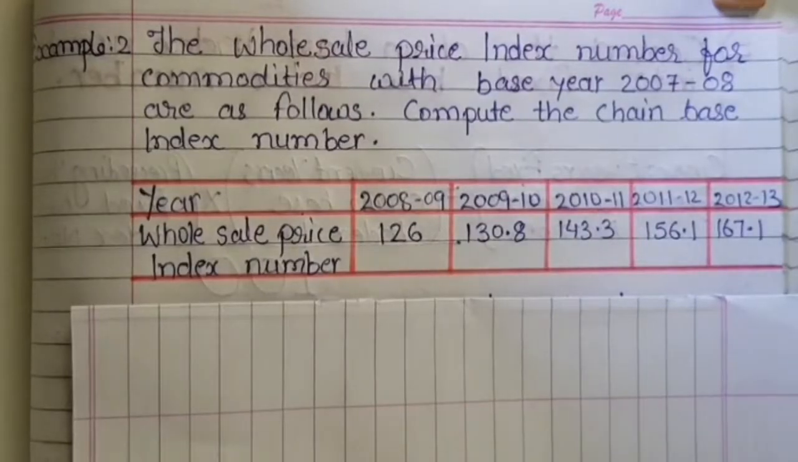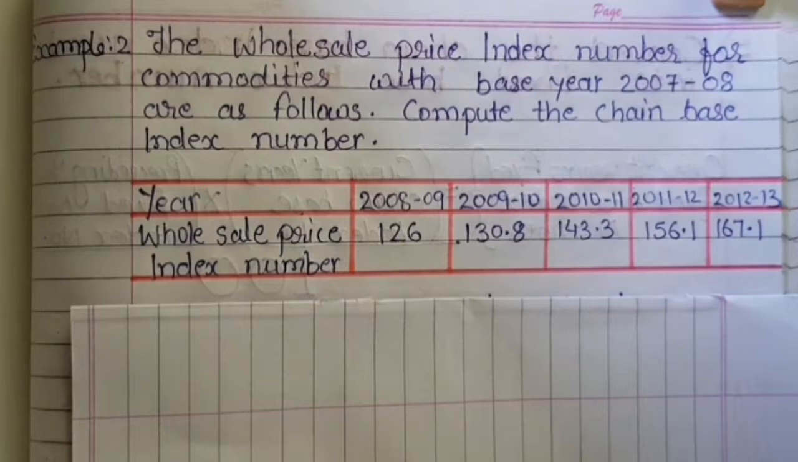So friends, you can see this is the second example. The wholesale price index numbers for commodities with base year 2007-8 are as follows. Compute the chain base index number. Here different years are given and the price index number is given. We have to convert it into chain base. So friends, this question is a little different from the example that we solved in our previous video. So what is the main difference between both of these questions?